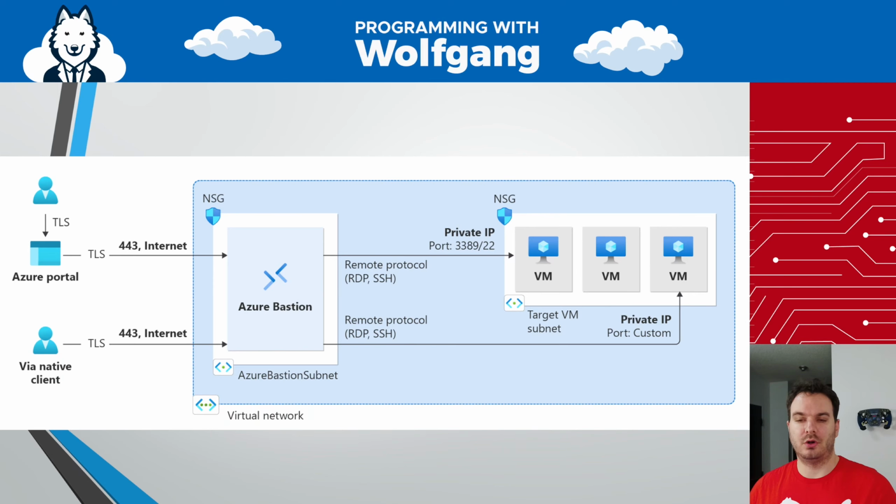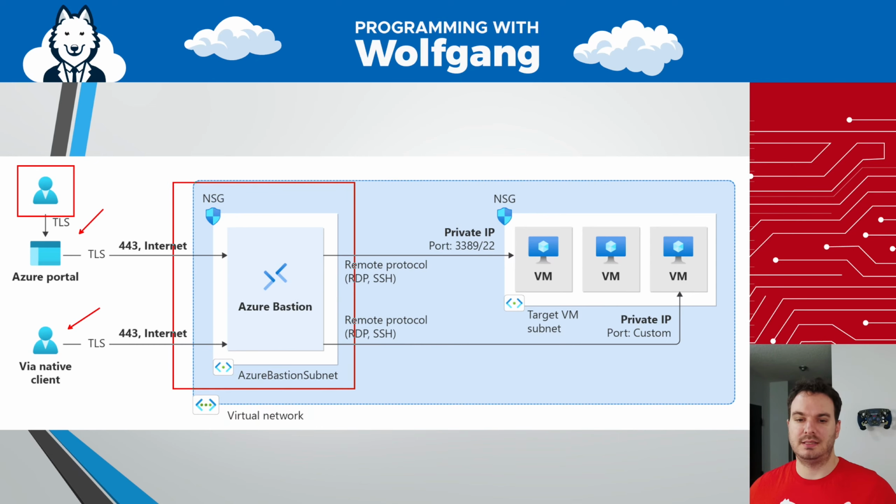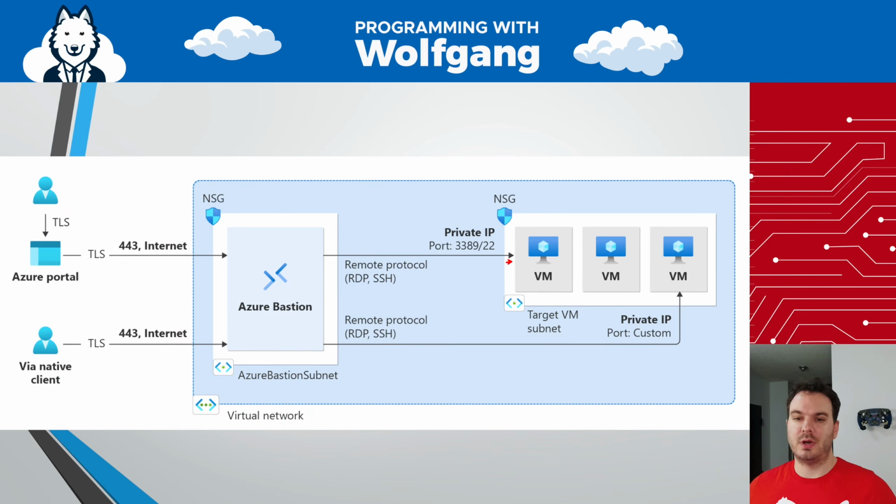So here we have an overview of what I just said. On the left side, we have the developer, and this developer can either connect via the Azure portal or via their native client to Azure Bastion. This is done over the internet. And then Azure Bastion connects over a private network connection to the VMs. Therefore, as I said, the VMs don't need access to the internet, or actually, to be more precise, the VMs don't need a public IP to be accessed from the internet.